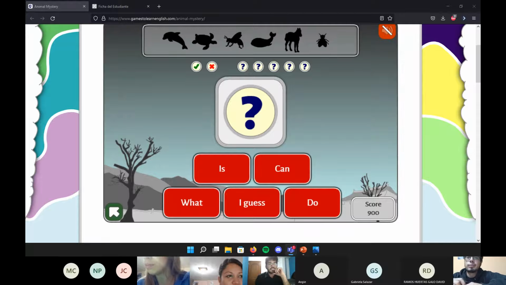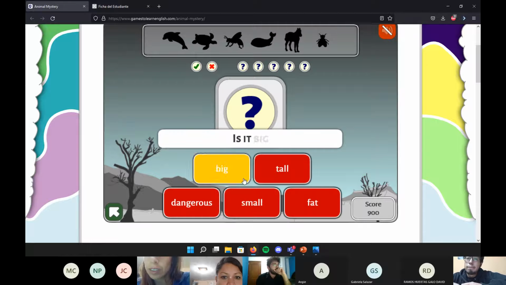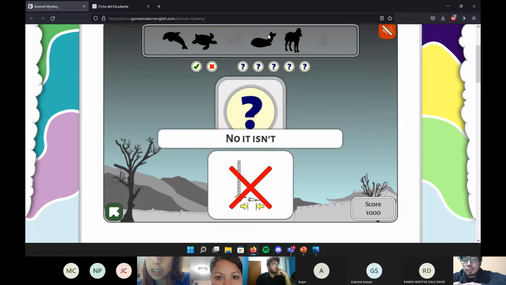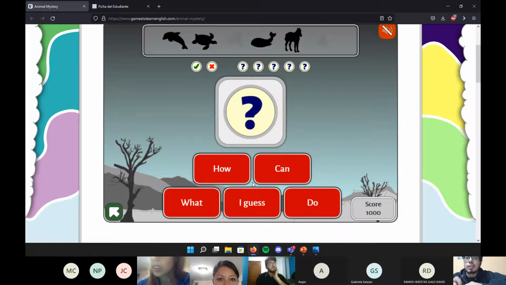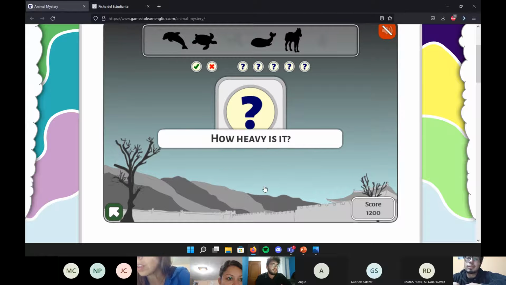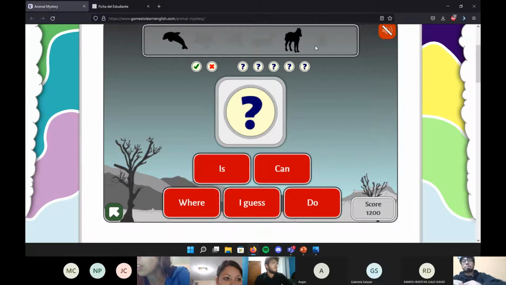Me, teacher. Maybe. Okay, Eric. Is it small? Small, okay. With this, we can discard 2 animals. How heavy is it? Okay, it's average. This is, I mean, a dolphin or a horse. Shape of horse.